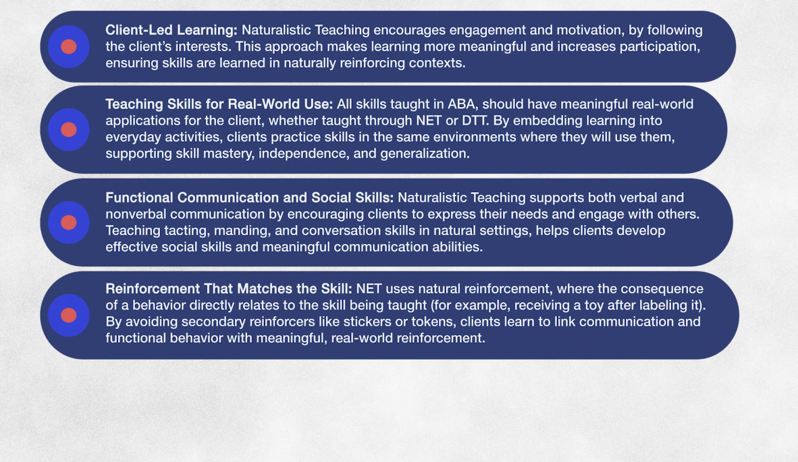Reinforcement that matches the skill. NET uses natural reinforcement, where the consequence of a behavior directly relates to the skill being taught. For example, receiving a toy after labeling it. By avoiding secondary reinforcers like stickers or tokens, clients learn to associate communication and functional behavior with meaningful, real-world reinforcement.